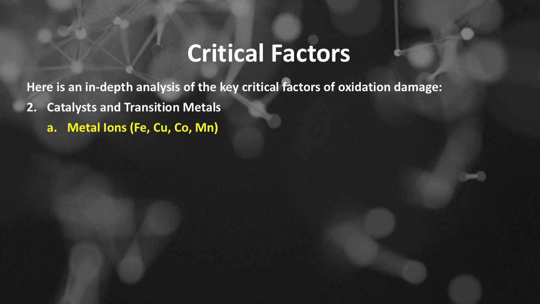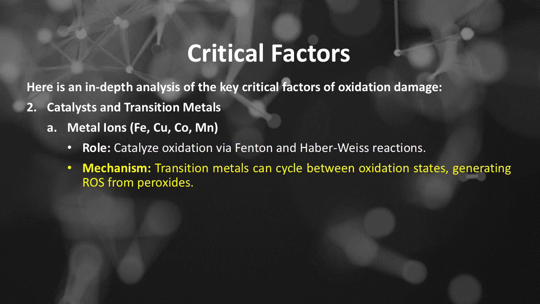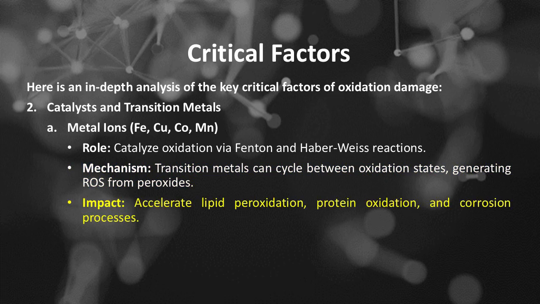Number A, of catalysts and transition metals, is metal ions, such as Fe, Cu, Co, Mn. Role: catalyze oxidation via Fenton and Haber-Weiss reactions. Mechanism: transition metals can cycle between oxidation states, generating ROS from peroxides. Impact: accelerate lipid peroxidation, protein oxidation, and corrosion processes.